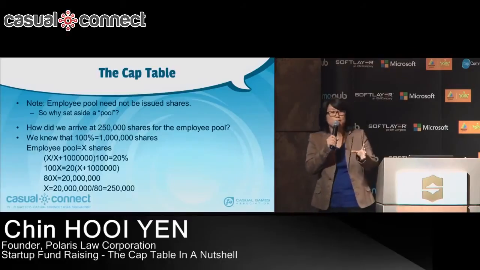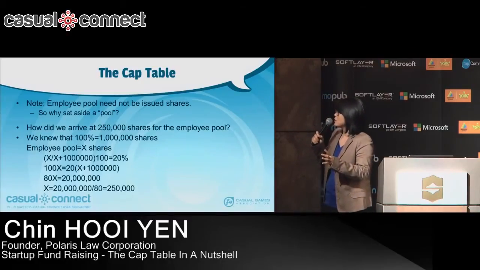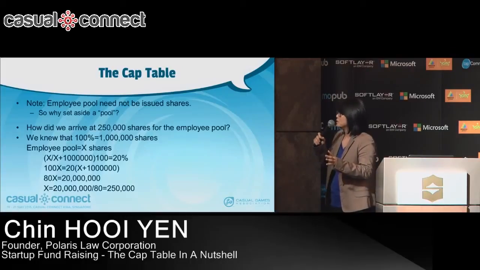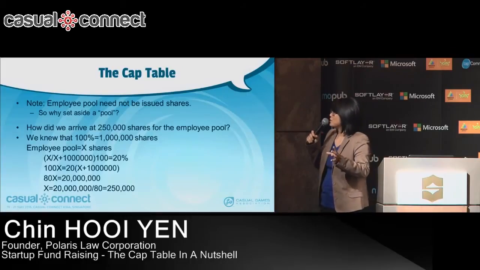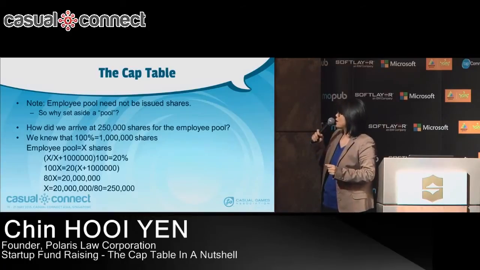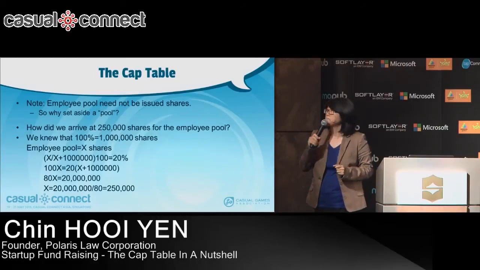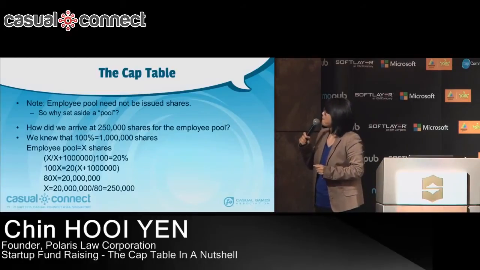How do we arrive at 250,000 shares for the pool? Again, mathematically, we have to take into account the additional number of shares and add that to the pre-existing shares, and you do the math, and you arrive at 250,000 for the employee pool. Okay. All right.